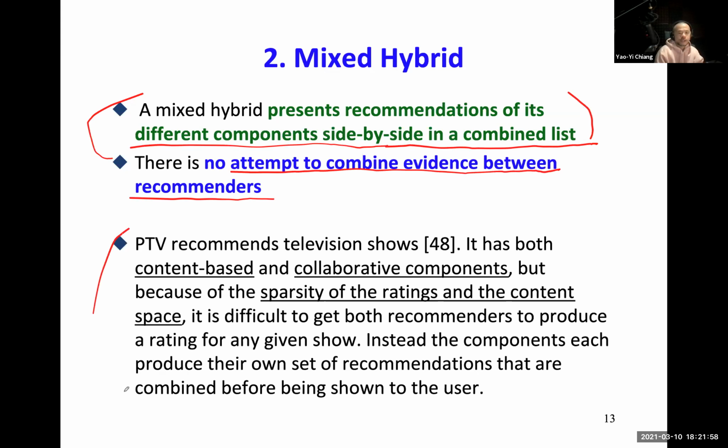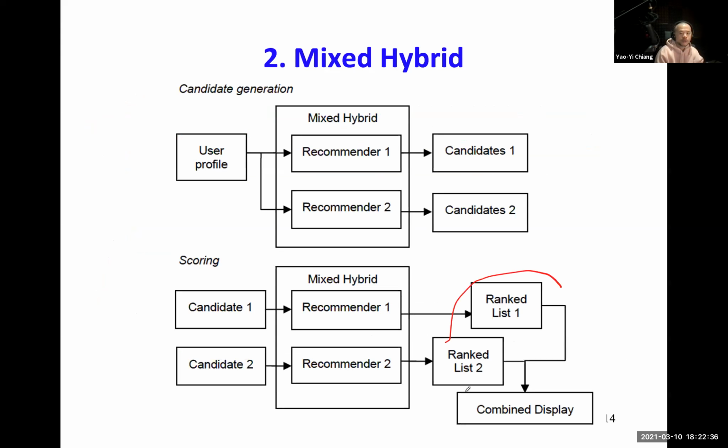So one example here is recommending TV shows, where this PTV approach has content-based and collaborative filtering methods, but because of the sparsity of the ratings and the content space, it's sometimes difficult to get both recommendation systems to produce a good prediction. So instead of using either one or generating a weighted sum, this approach will just present both candidates to the user. So look at this chart again.